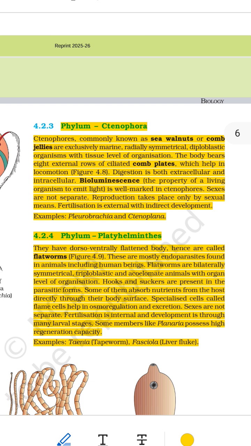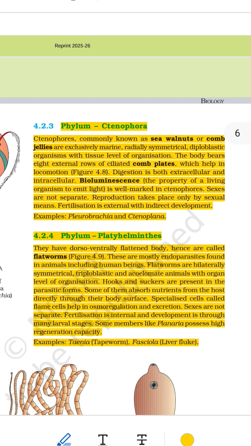Ctenophores do not have separate male and female animals. Each one has both sex parts, hermaphrodite, and they reproduce by joining sperm and egg. This is called sexual reproduction. The fertilization happens outside the body in the water. Their babies first grow into a larva, a baby form, before becoming adults. This is called indirect development.